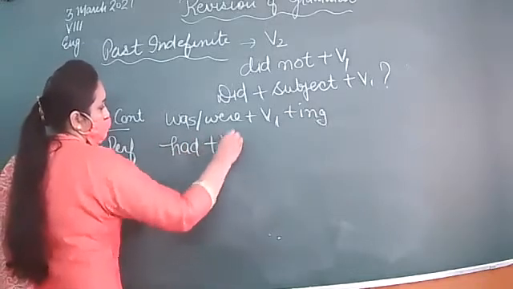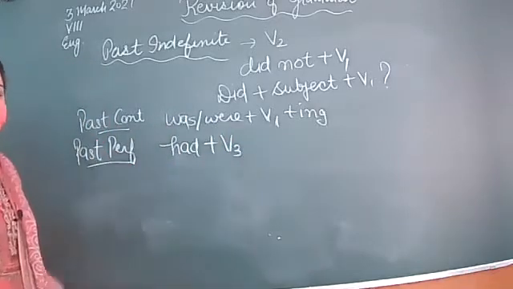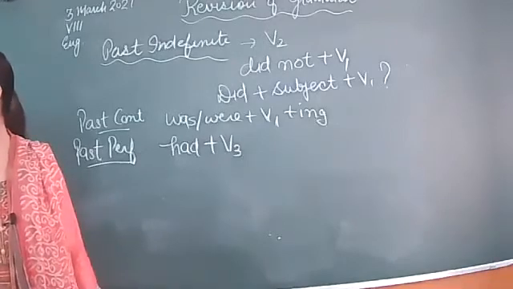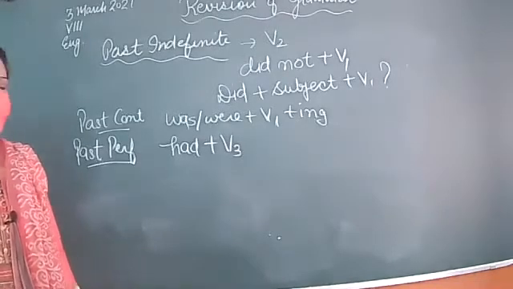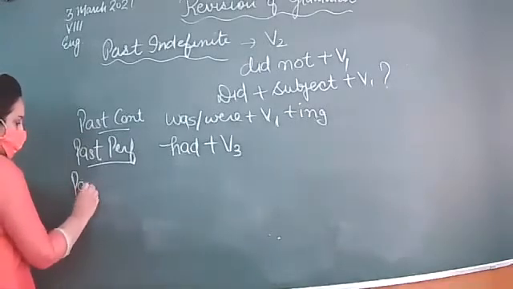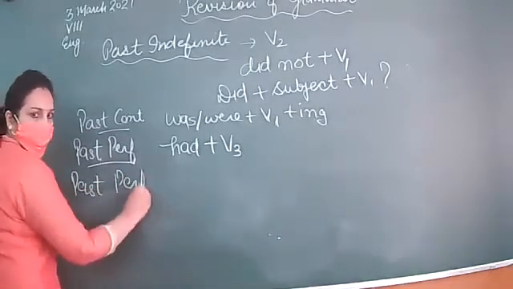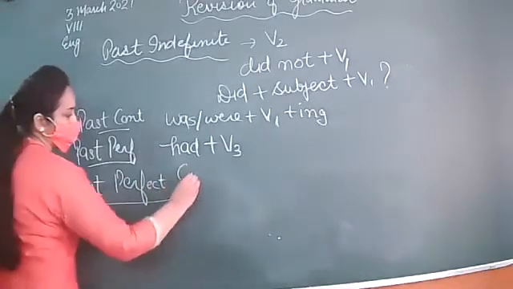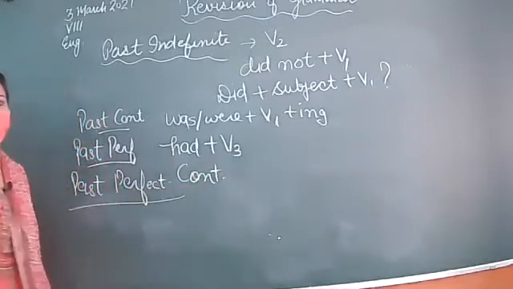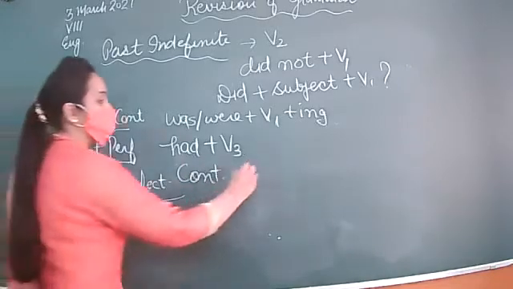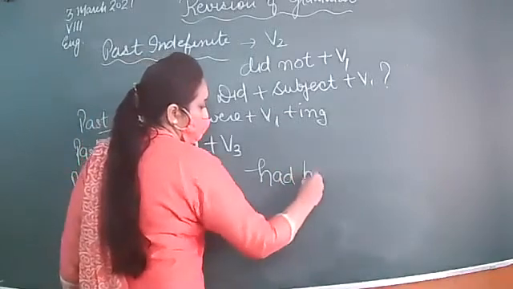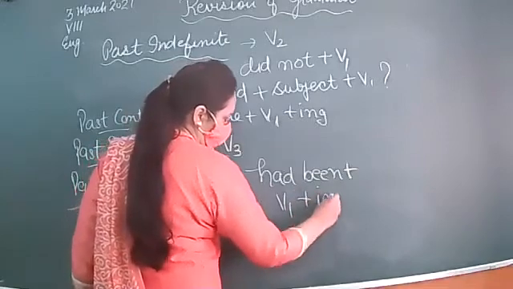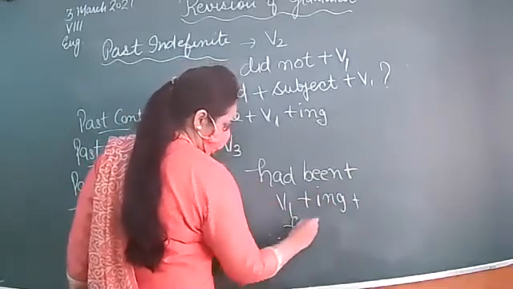Had plus third form. With every subject, had plus third form. Whether he, she, it, singular, with every subject, we will be using had plus third form. And when we have past perfect continuous, in case of past perfect continuous, we will be using with every subject had been plus verb first form plus ing plus for or since.